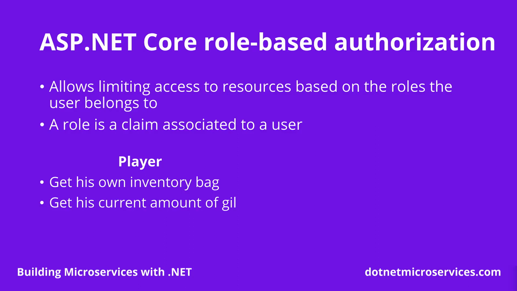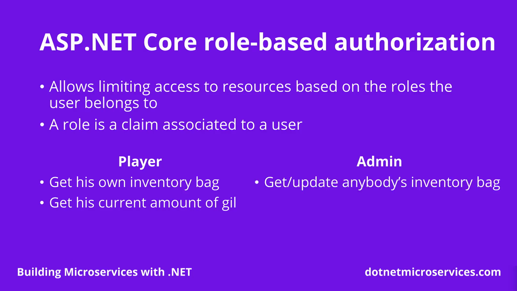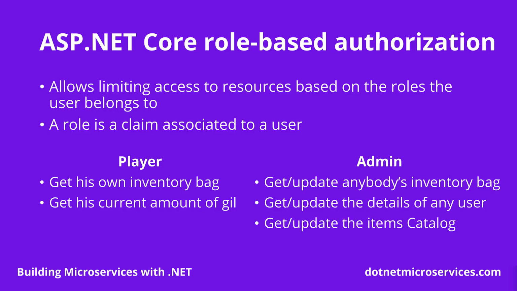The catalog microservice would not allow any operations to players. On the other hand, if the user's role is admin, inventory does allow any kind of operation on any user's inventory back. The identity microservice allows any operation on the details of any user, and catalog also allows modifying its collection of items in any way. So, different roles grant different kinds of permissions on each microservice.